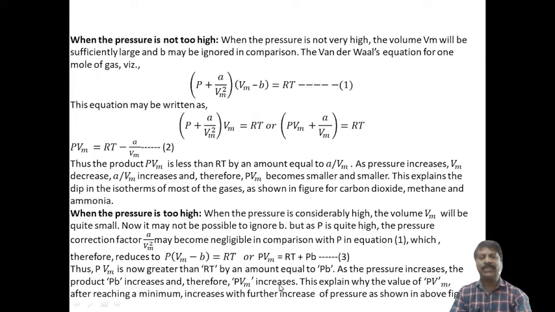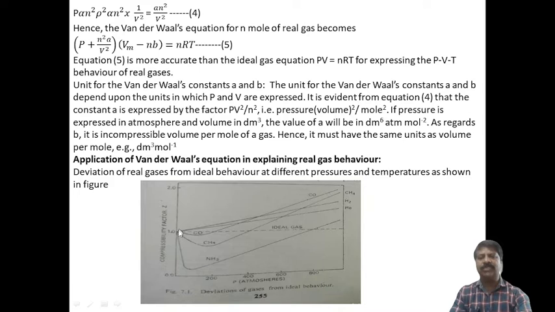PVm also increases. PVm is nothing but the compressibility factor, so the compressibility factor increases. This explains why PVm, after reaching a minimum, increases with further increase of the pressure, as shown in the figure. In the diagram we see that as the pressure increases, PVm becomes greater, and it gives a positive deviation, greater than the ideal gas equation.